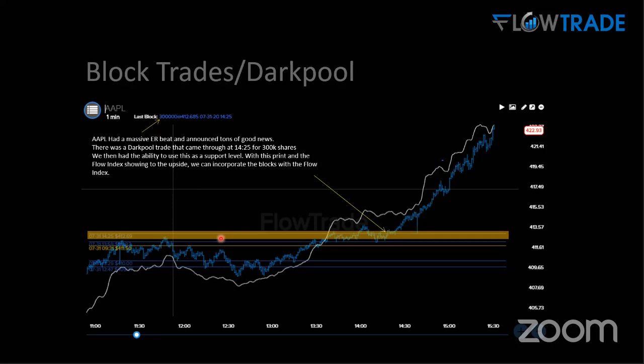So the real-time trade that came through here at 412.68, I never saw an Apple trade at 412.68 until that point. So as far as I'm concerned, that's as real time as it gets. And the good thing is we're able to separate between a dark pool and a normal block trade. So that's what we do with the block trade stuff, and we're able to use those as our support or resistance.